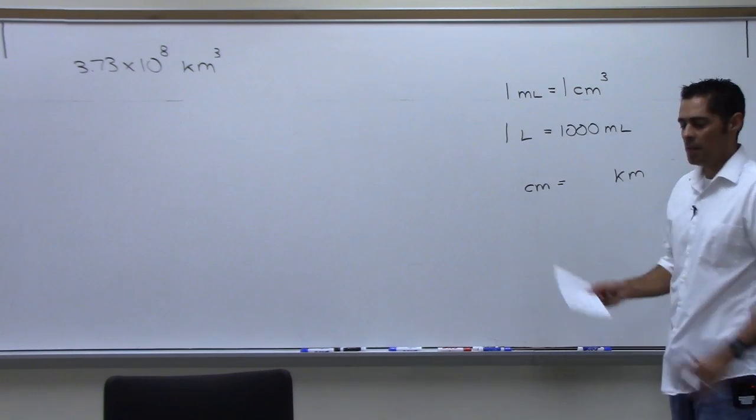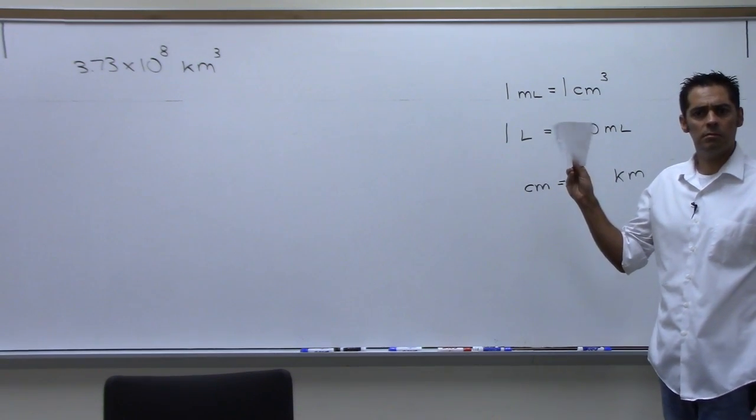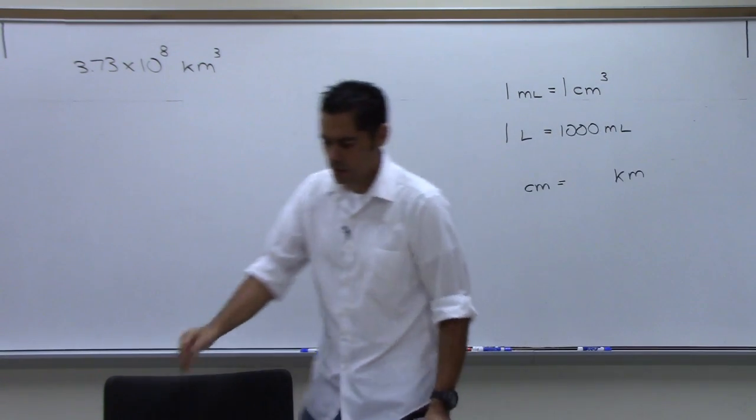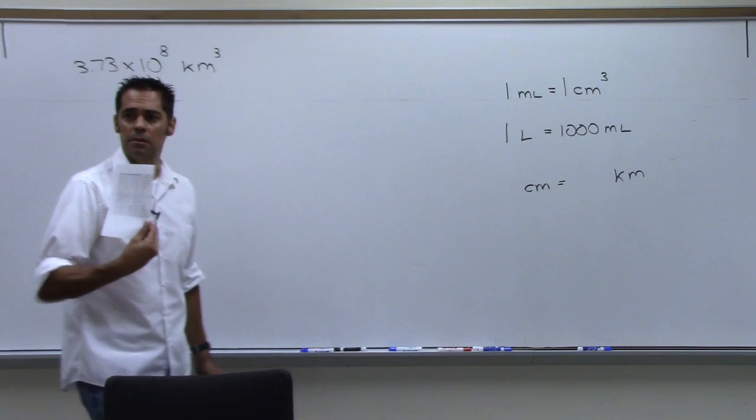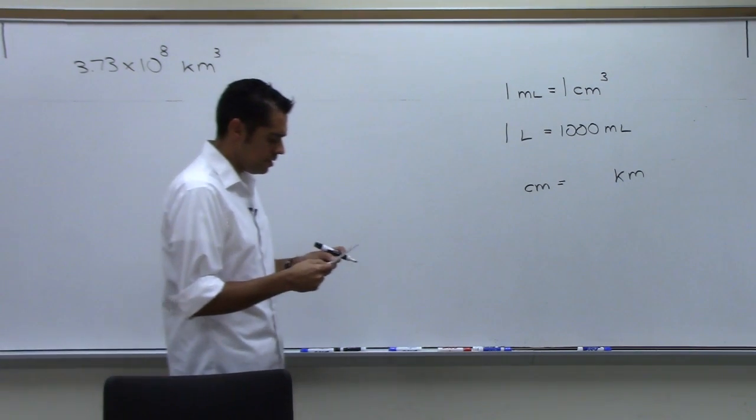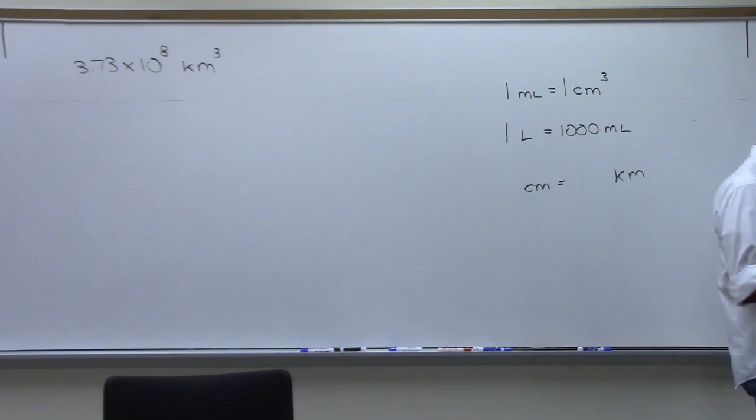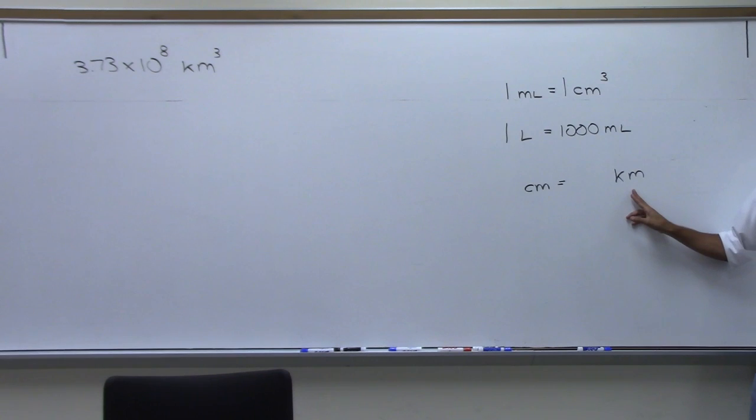You need to determine what that is, because I do not believe that's on here, right? It's not on here, but it is on here. So how do you go, when you go from centimeters to kilometers?